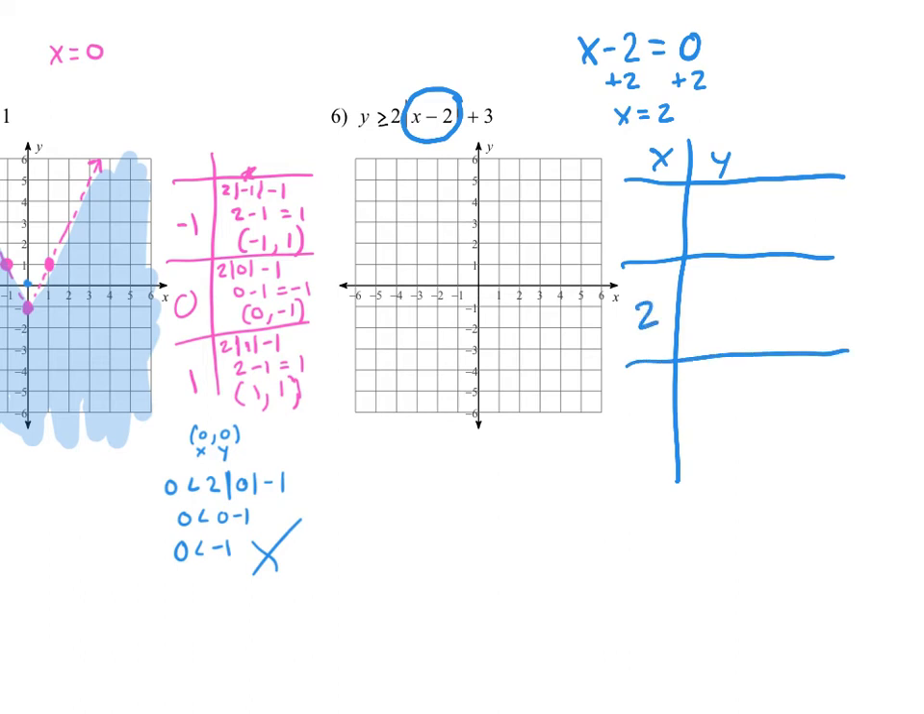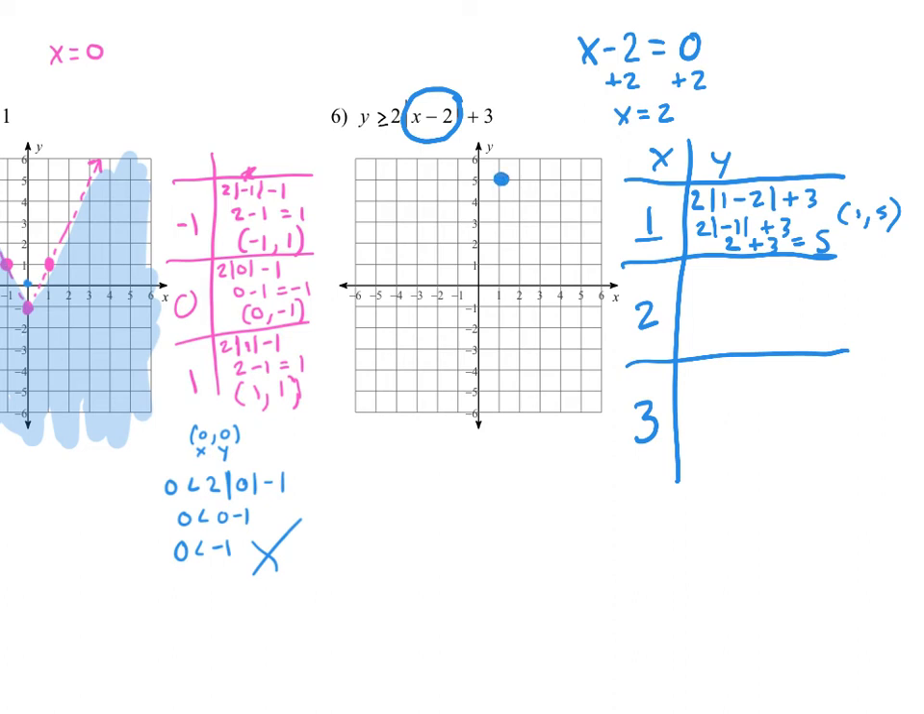We need to plug in a number smaller and a number bigger, so we can plug in 1 and 3. So here we have 2 times the absolute value of 1 minus 2 plus 3. 1 minus 2 is -1. And the absolute value of -1 is +1. So 2 times +1 would just be 2. And 2 plus 3 is 5. So this means our point is 1, comma 5. Since we plugged in 1 for x and got 5 for y. So we go to the right 1 and up 5.